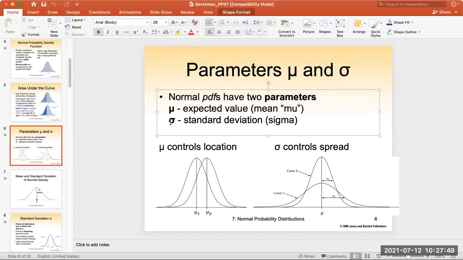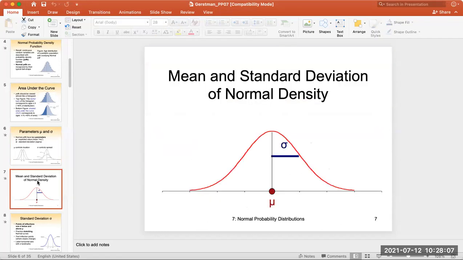And this standard deviation, sigma, tells about the spread, how much spread there is. If you see this normal curve, it starts from minus infinity and continues to plus infinity, and the total area under this curve we assume to be 1, that is equal to 100%, right?